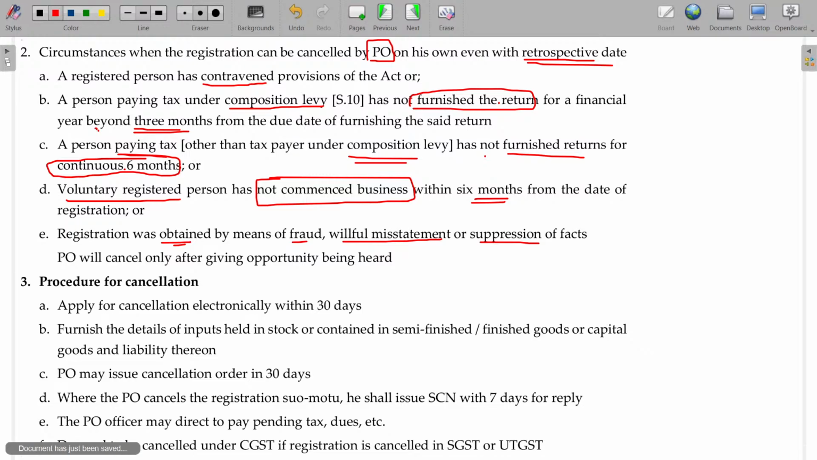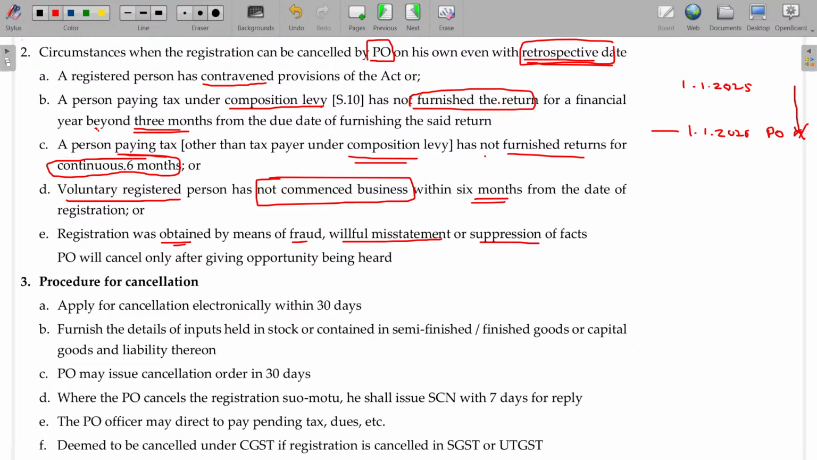And why is it called a retrospective date, sir? Okay. For example, 1/1/2025, 1/1/2026. On this date the proper officer orders that your registration is cancelled, not from this date onwards but from an earlier date.